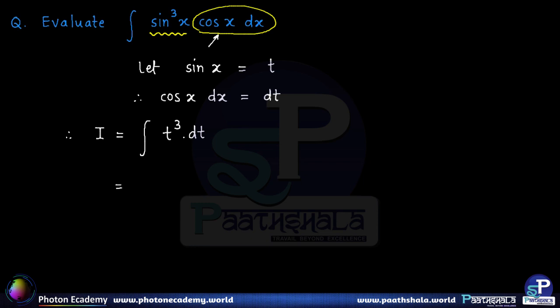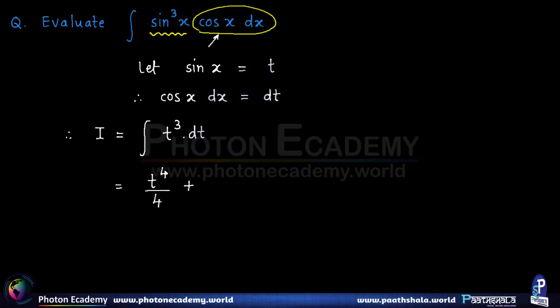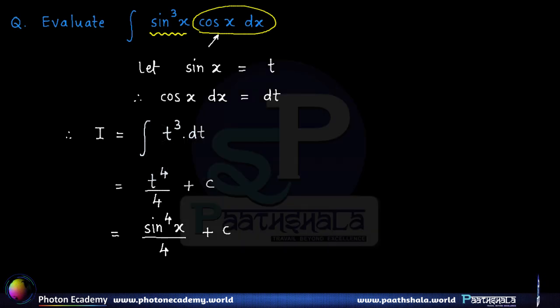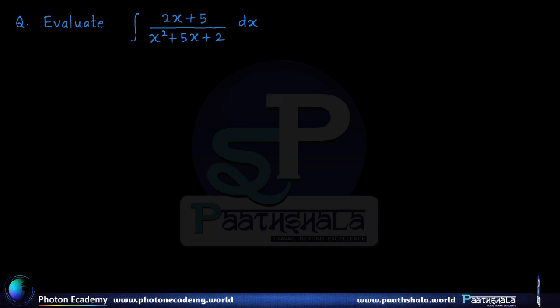Now this becomes a very standard function, that is t raised to n type of function. So the answer of that is t raised to 4 upon 4 plus c, and at the end we must replace back t in terms of x, because t is what we had brought in on our own. So t raised to 4 is nothing but sin x raised to 4 upon 4 plus c. That's the answer. So this is how we solve this question by substitution method. Right. Let's see the next question.